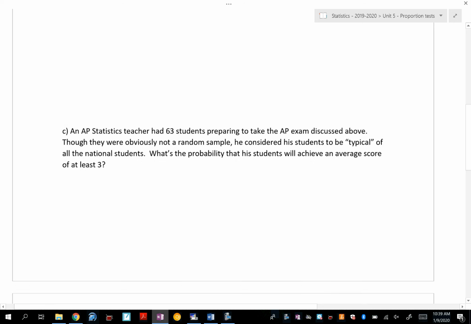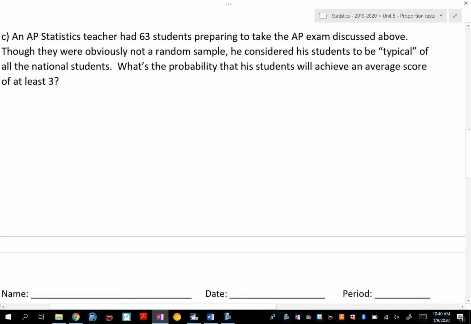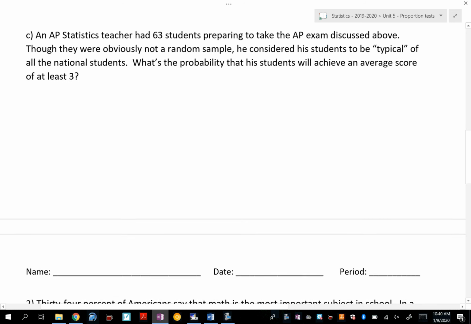We haven't done a question like part C. All right, so part C says we have an AP Stats teacher that has 63 students preparing to take this exam from 2006. All right, obviously not a random sample, but the teacher considers his students to be typical or a good representation of national students. What's the likelihood that these students will achieve an average score of at least 3?